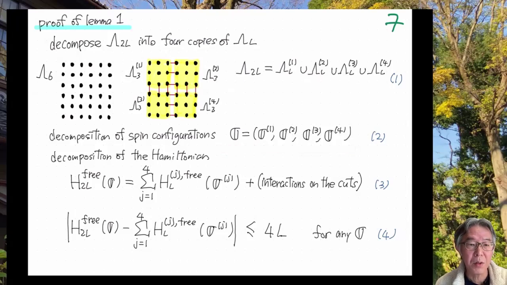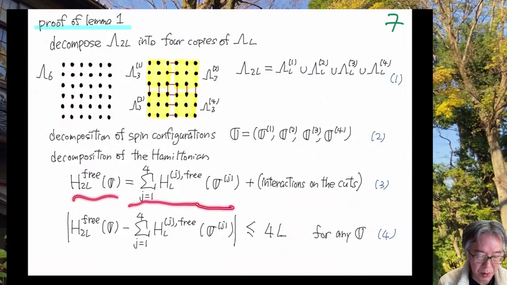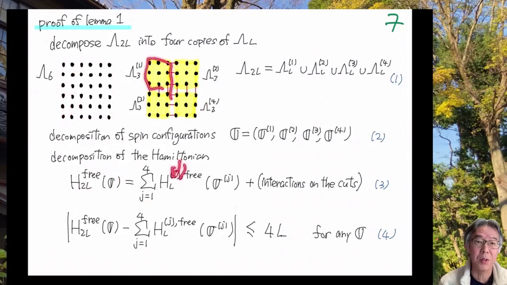Now we can also consider the decomposition of the Hamiltonian. Here we have the Hamiltonian for the whole lattice. It consists of a magnetic field term on every spin, and it also contains the interaction here and here. Again, this is decomposed into the sum of Hamiltonians on these smaller lattices. For example, I didn't define this carefully, but if this is 1, then this means the Hamiltonian on this lattice.